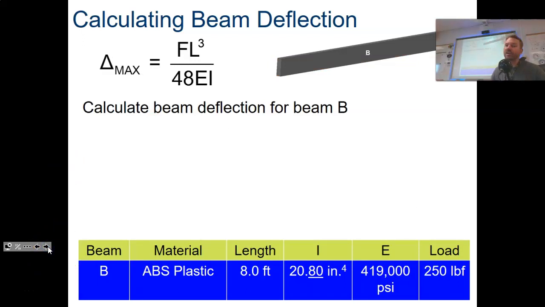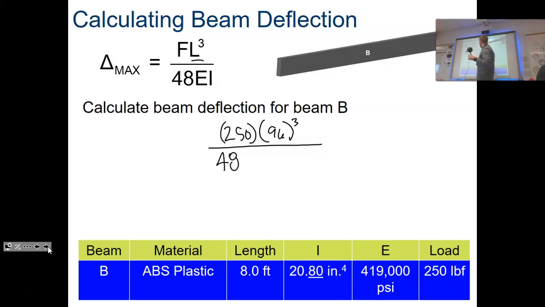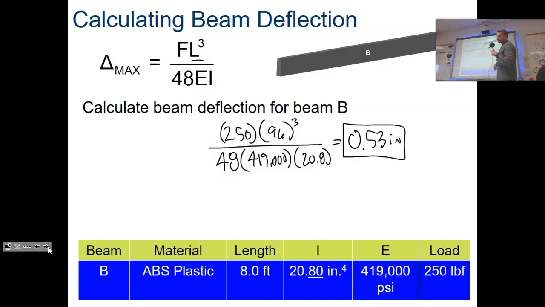Now let's do the exact same thing for that ABS beam that we had talked about. Same force, 250. I'm going to skip the units now. The length, same length, 8 times 12, 96. 48. Modulus of elasticity, 419,000. Now see, we're not dividing by a big enough number, so we're going to get a larger number in the end. Just my math brain thinking ahead here. And then the moment of inertia is 20.8. So multiply all those, you get 0.53. So this is about 1/2 of an inch.